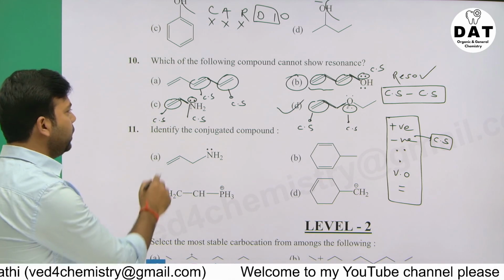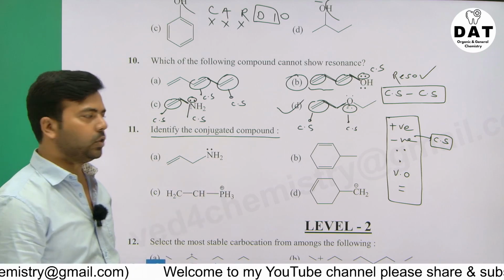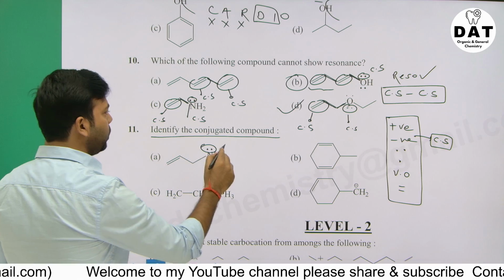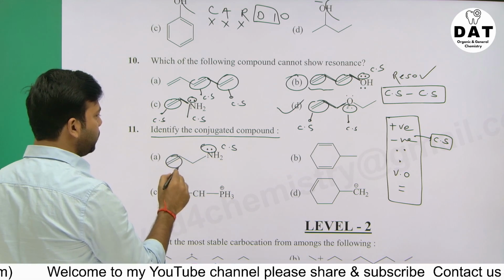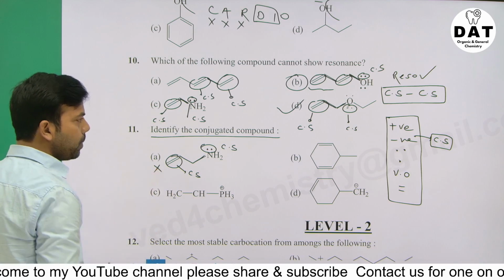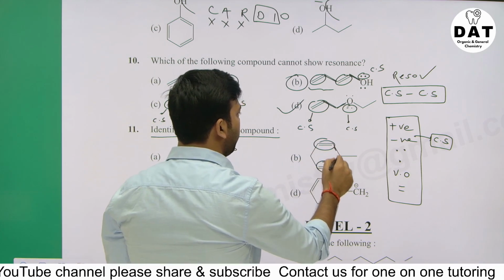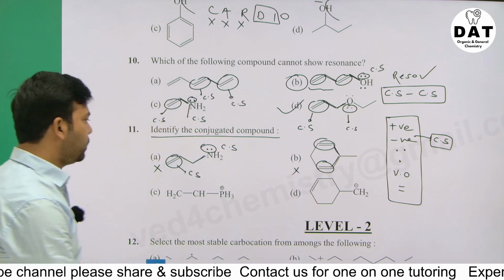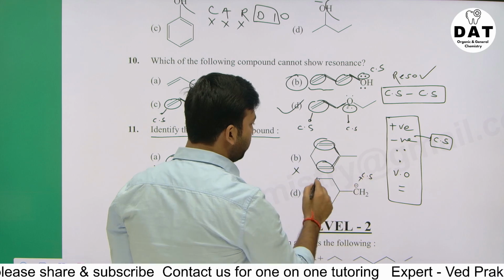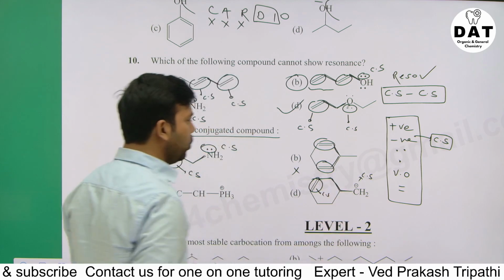Now the next, identify the conjugated compound. Again, conjugated has the same concept. It should be separated by a single bond. Look at option A: the lone pair on nitrogen is a conjugate species, and this double bond is a conjugate species. Both are separated by two single bonds, so no resonance. Here also you can see both double bonds have more than one single bond between them, no resonance. This CH2 is a conjugate species and this double bond is also a conjugate species, but again they have more than one single bond, so no resonance.